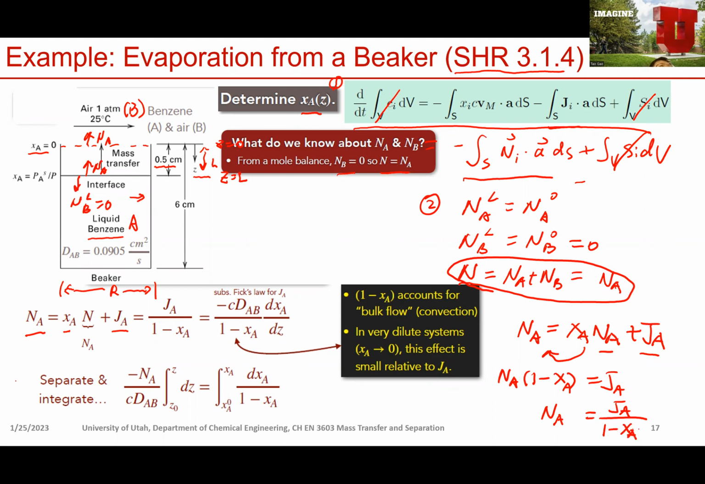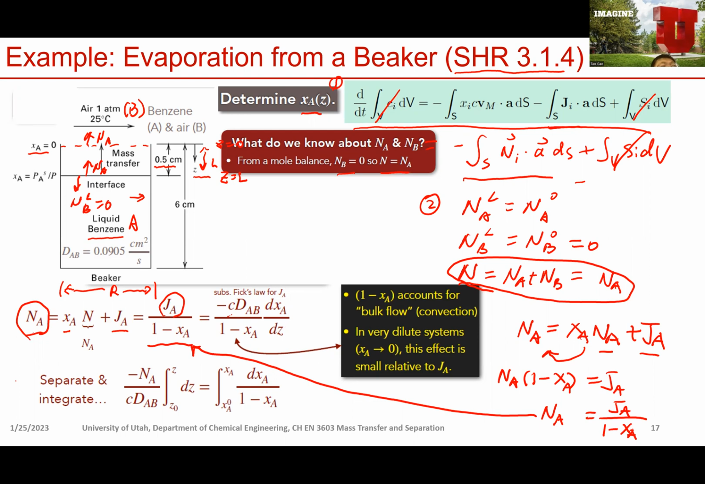Now you just plug this back here, because we have NA equals this. Now we can apply Fick's law. We replace JA with the definition of Fick's law: JA is proportional to concentration, diffusivity, and the derivative of XA over Z.